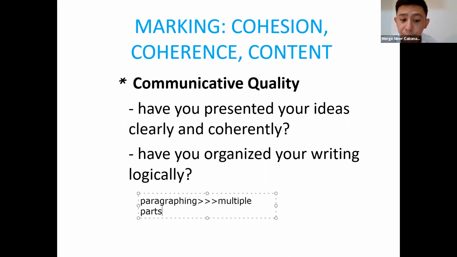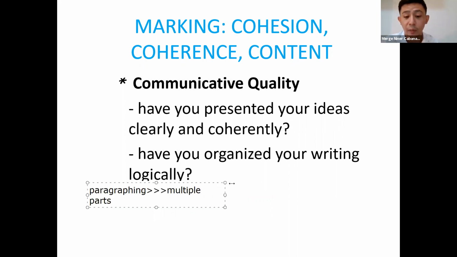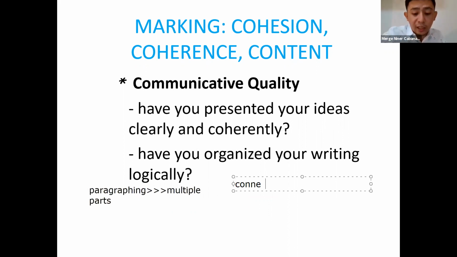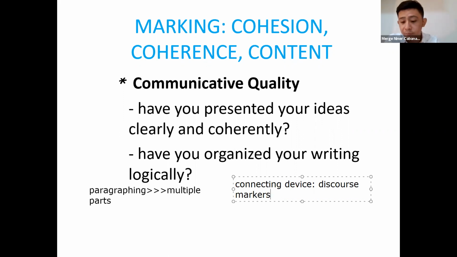And not only the paragraphing will be the determining factor of coherence and cohesion, but also the connecting devices. You know what? Connecting devices, or your conjunctions, your subordinating conjunctions, we refer to them as well as discourse markers. And you know what examiners call them? They call them cohesive devices.